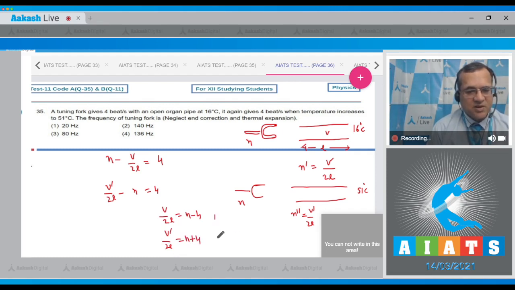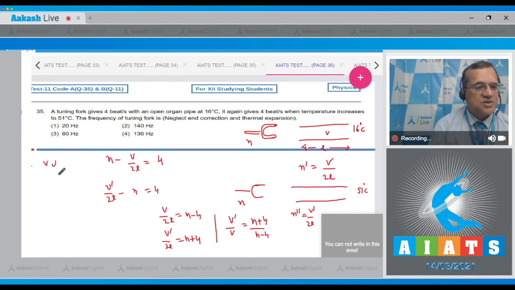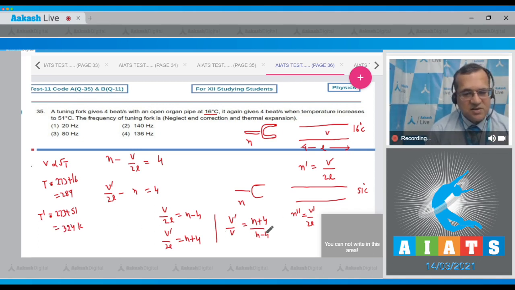So let's divide these equations. When you divide the equations, v prime by v is equal to n plus 4 over n minus 4. Now you know that the sound velocity is proportional to the square root of temperature. In the first case, the temperature T1 was equal to 273 plus 16, that is equal to 289. Whereas in the second case, the temperature was 273 plus 51, so that is equal to 324 Kelvin.